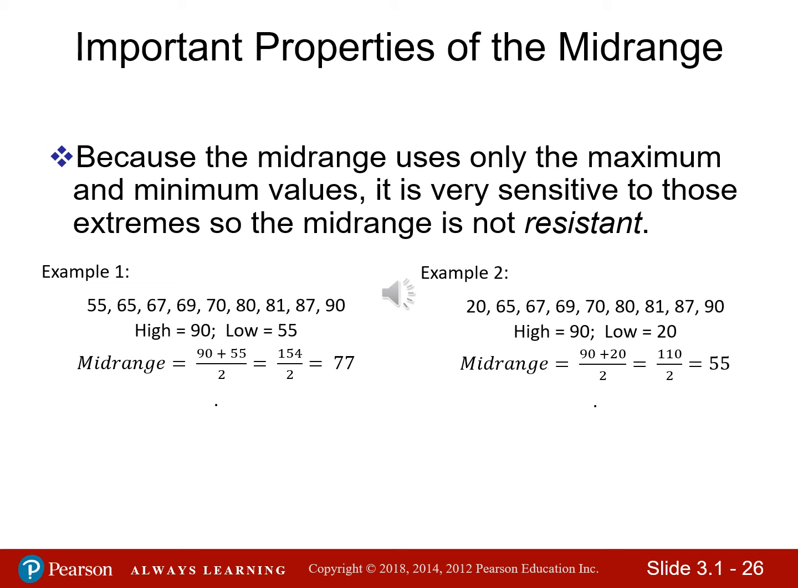Even though all of the other numbers are the same in the two data sets except for that first number, you can see how the extreme value of that first number in data set 2 drastically changed the mid-range value. Thus the mid-range is not resistant.